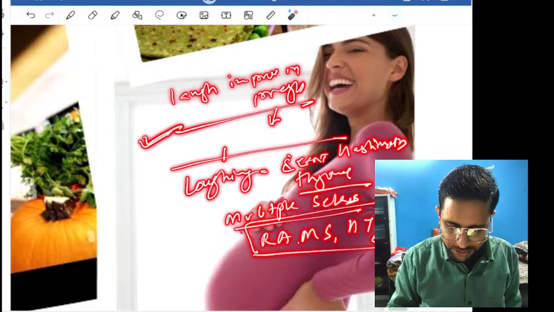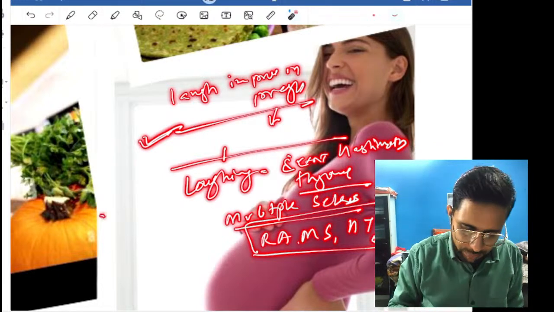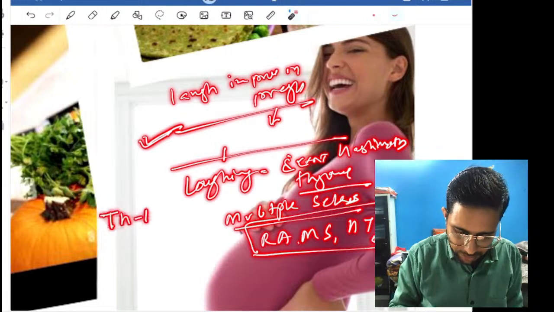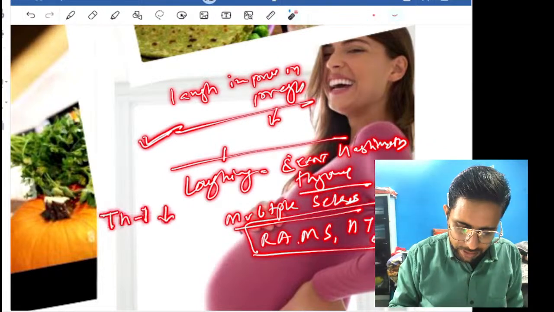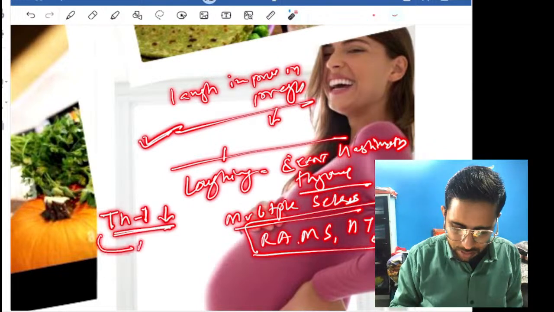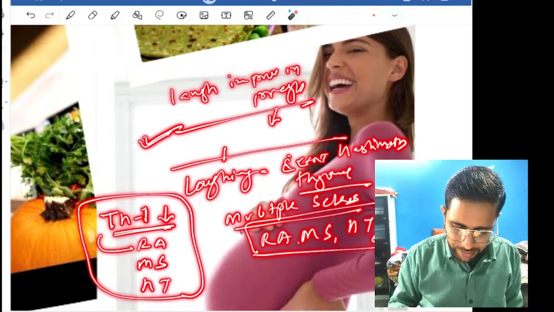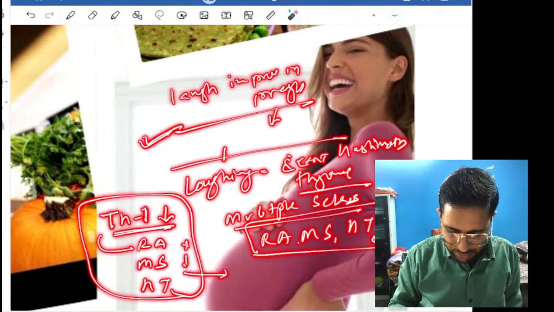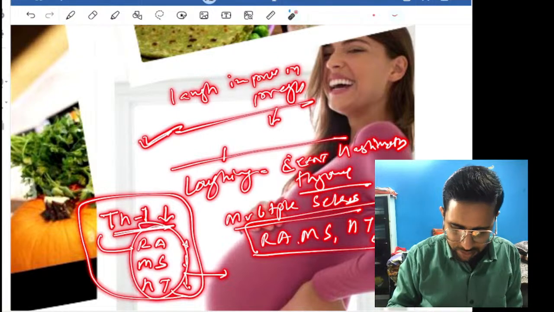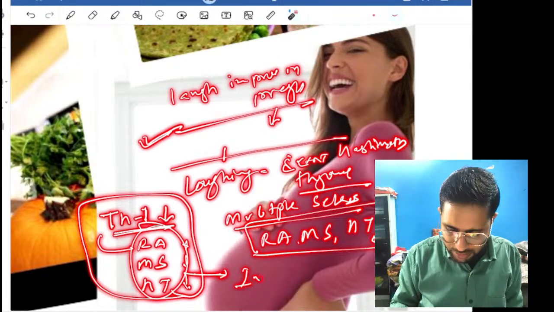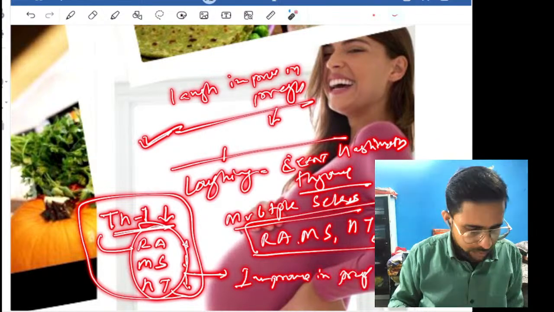Why do these conditions improve? Because we know T helper 2 increases, so T helper 1 activity decreases, and T helper 1 mediated diseases, rheumatoid arthritis, multiple sclerosis and Hashimoto thyroiditis, also decrease. This activity decreases, so the disease severity decreases. So we can say these diseases improve in pregnancy. Is it clear?